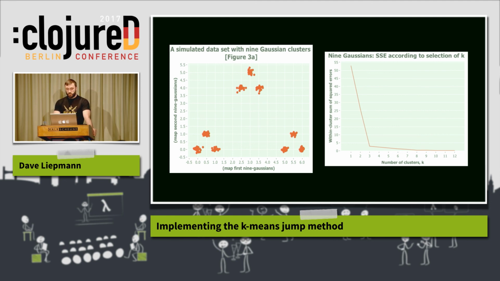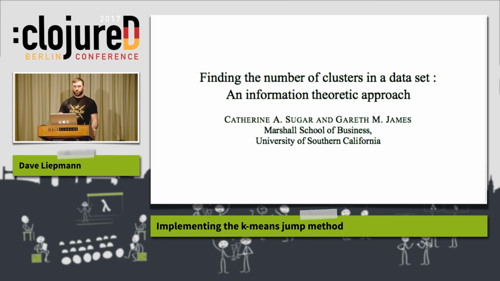So we need something more rigorous. And that's how I got hooked on this really awesome paper by Catherine Sugar and Gareth James. And it is awesome. I encourage you to read it. You're going to have to do that in your own time. It's called Finding the Number of Clusters in a Data Set, an Information Theoretic Approach. And this is where the jump method comes into play.